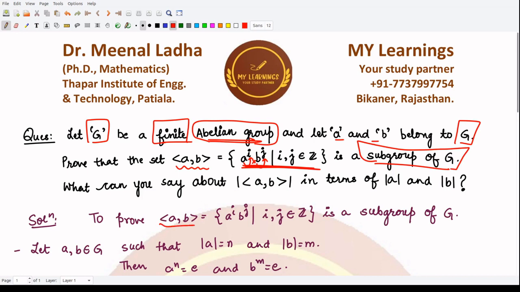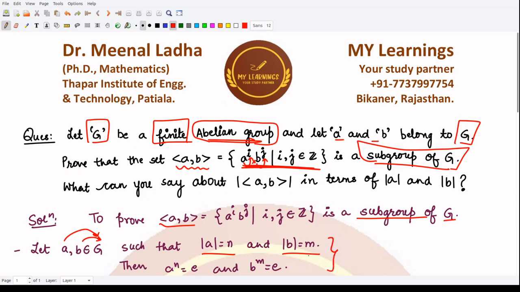In order to prove this subset to be a subgroup of G, we can either make use of the one-step subgroup test or the two-step subgroup test. For that, if we consider two elements A and B from G, such that the order of A we consider to be N, and we consider the order of B to be M. So what does it mean? It means that when you take A raised to power N, that would be E, and when you take B raised to power M, that would be the identity element, correct? And no integer less than N or less than M would give you the identity, correct? Okay, now we have assumed this thing.